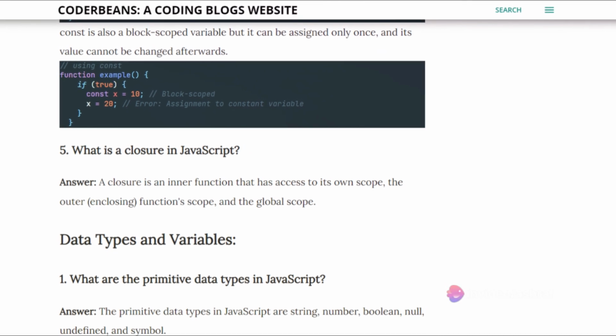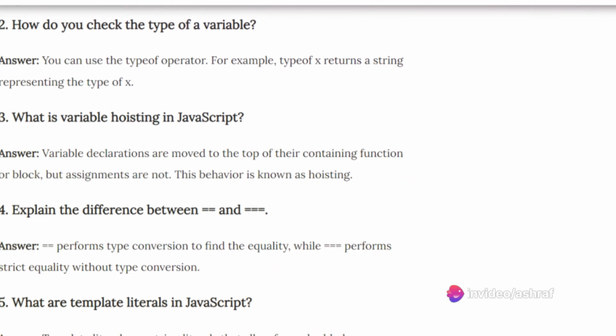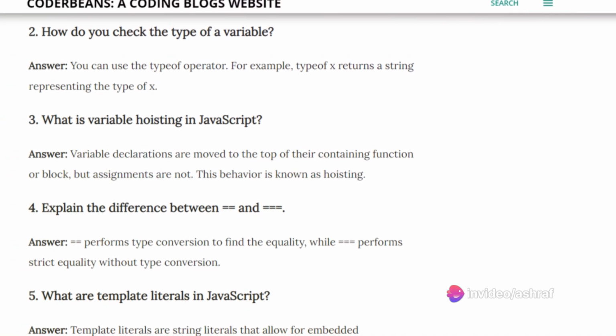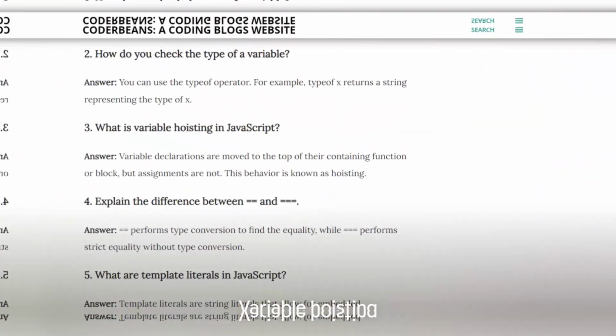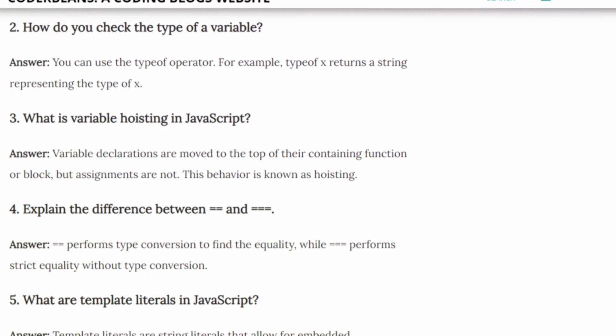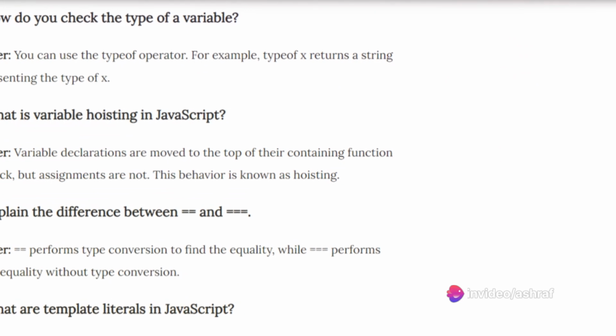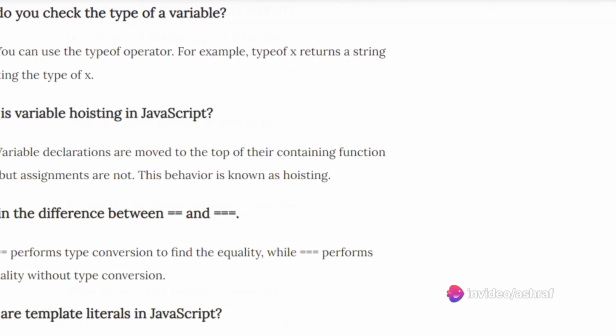How do you check the type of a variable? Answer: you can use the typeof operator. For example, typeof x returns a string representing the type of x. What is variable hoisting in JavaScript? Answer: variable declarations are moved to the top of their containing function or block, but assignments are not. This behavior is known as hoisting.